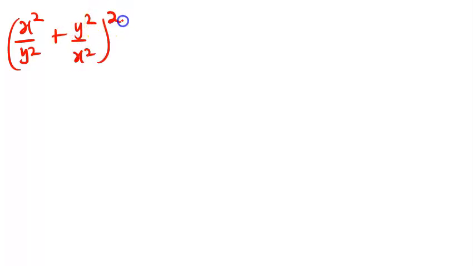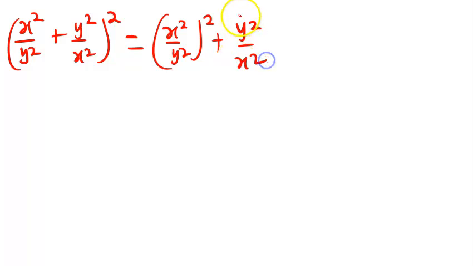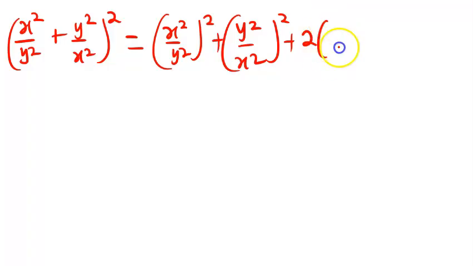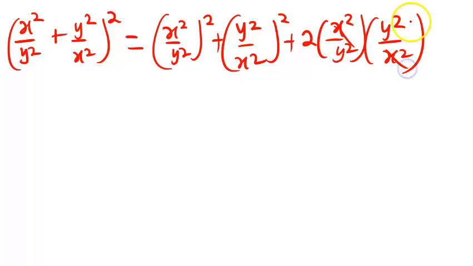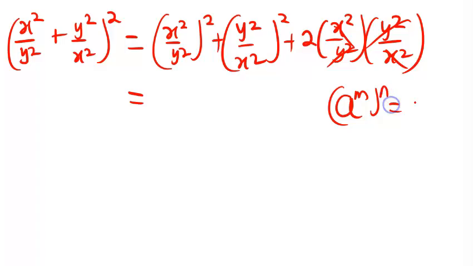Therefore, x squared over y squared plus y squared over x squared all squared will be equal to, based on this identity, we square the first term, which is x squared over y squared all squared, plus y squared over x squared all squared, plus 2 times x squared over y squared times y squared over x squared. Now this will cancel that, this will cancel this one, so that we are going to get, now from indices, a raised to the power m all raised to the power n is equal to a raised to the power mn. So you multiply the exponents.